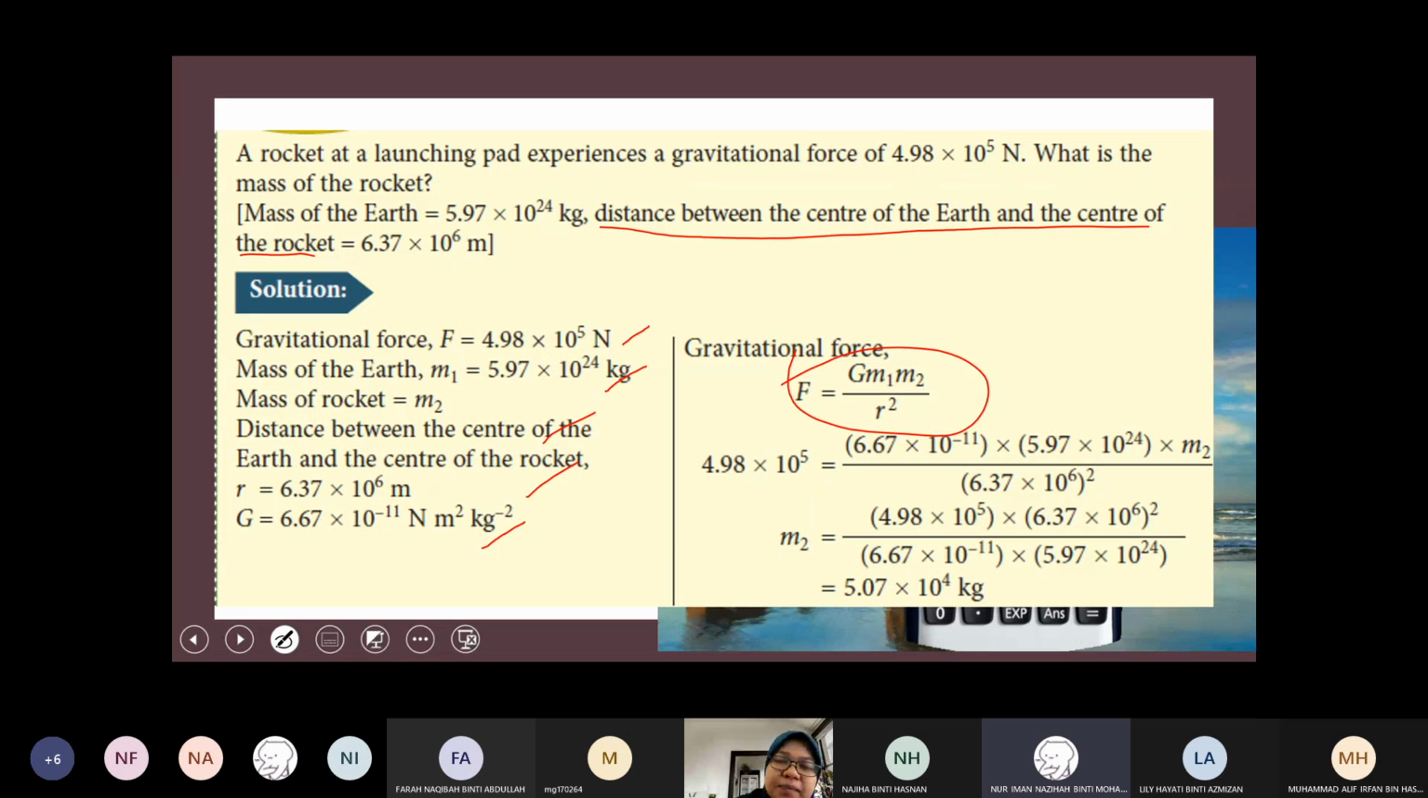So just do it. What do you want M1 to be? Say you want M1 to be the mass of the earth. Okay, so this is M1. Then M2, say you want it to be the mass of the rocket. So you rearrange the formula. When you have rearranged the formula, you get M2 equals FR squared over G M1. Once you get this, you then substitute the values.